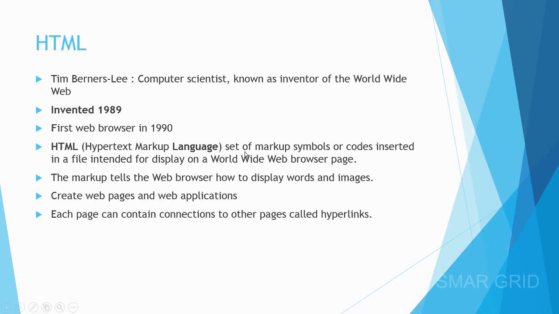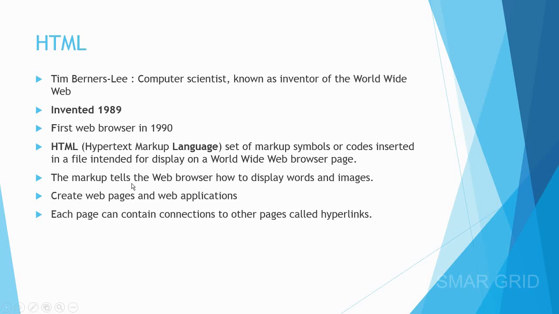HTML, Hypertext Markup Language, is a set of markup symbols or code inserted in a file intended for displaying on a World Wide Web browser page. In general, we browse on the internet and we open a website. All the pages that are visible on the client side, at the user level, that code is in HTML format. You can see the source code of the client browser. It will be in the HTML format. I will show you the example later.